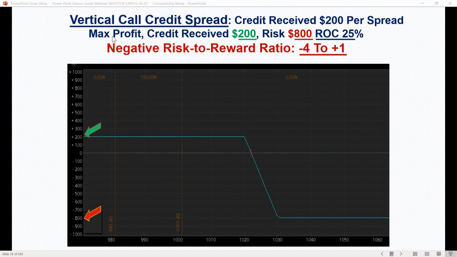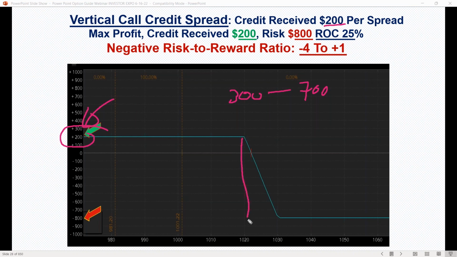Now, the flip side of that is the vertical credit spread. In this example, a vertical call credit spread. In this, your profit is only the credit that you receive. Not any more than just the credit received. So you can see that on the debit spread, you had a risk of 300, but you could make up to 700. Okay. On this trade, you've got a credit of $200. That's the max you can gain. And then your capital at risk is the difference.